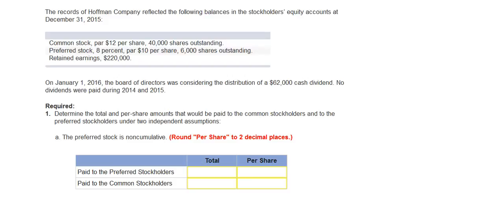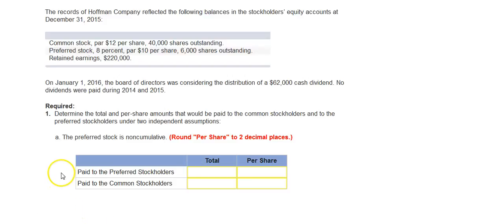Okay, let's look at our problem now. Our problem states that the records of Hoffman Company indicate that they have common stock, par of $12 per share with 40,000 shares outstanding, and preferred stock, 8%, par value of $10 per share, 6,000 shares outstanding. That was as of December 31st, 2015. On January 1st, 2016, the Board of Directors was considering the distribution of a $62,000 cash dividend. No dividends were paid during 2014 and 2015. They want to know how much should be paid to the preferred and how much should be paid to the common.